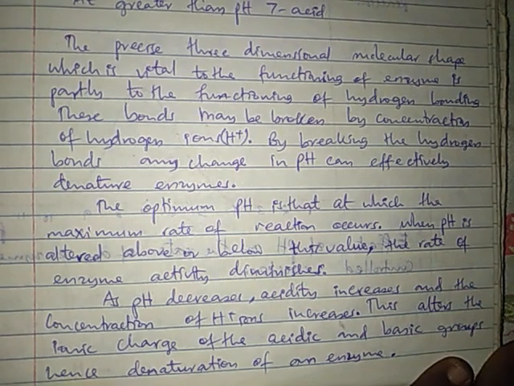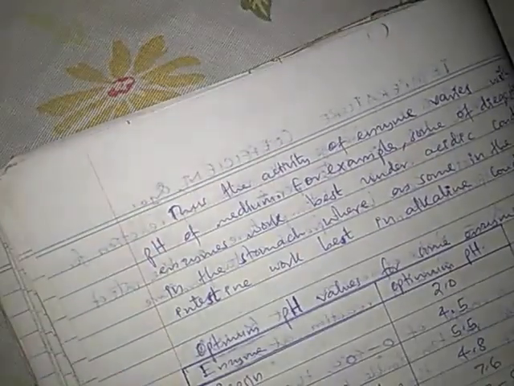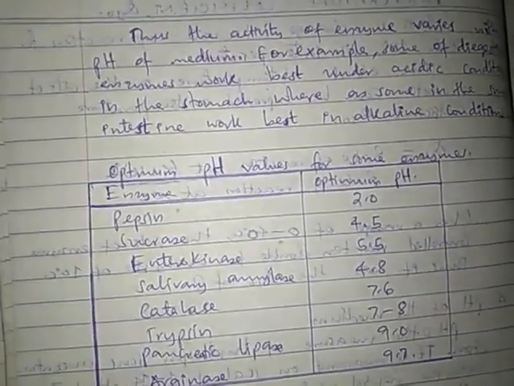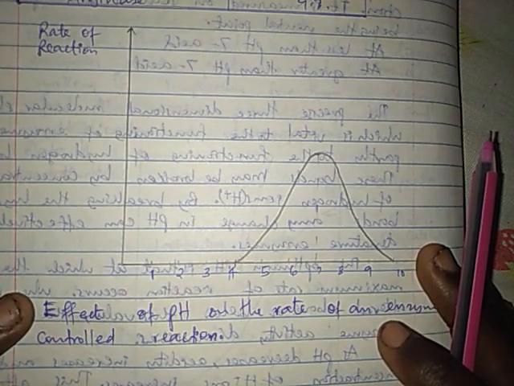Kwa hiyo kuna optimal pH, na kama ambavyo tunaweza kwamba kuchange pH tunakuwa na change hydrogen ion concentration. Kama ambavyo tunaweza kuona kwenye hii table, tuna different enzymes and they have different pH for their function. But this also is the graph which shows how the pH affect the rate of enzyme controlled reaction.